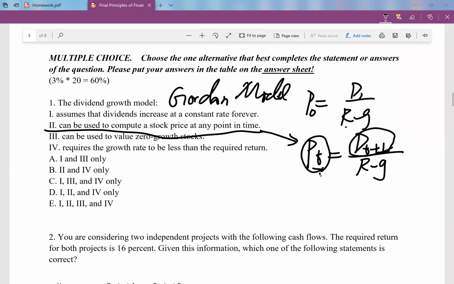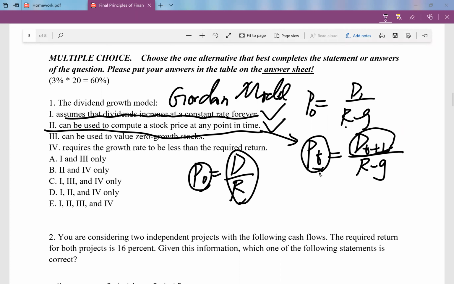And also you can see the other choices. The dividend growth model assumes dividends increase at a constant rate forever. That's the required assumption for this formula, so this one is correct. How about the third one? The dividend growth model can be used to value a zero growth stock. If the growth is zero, it means P0 equals D over R. This is actually the perpetuity formula, so preferred stock uses this formula. This is actually one special version of this formula when g equals 0. So this one is also correct.